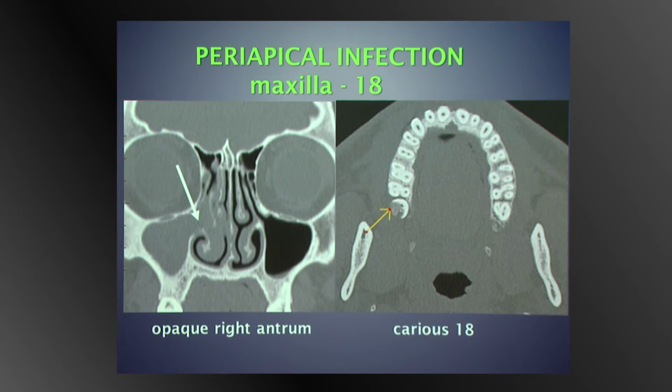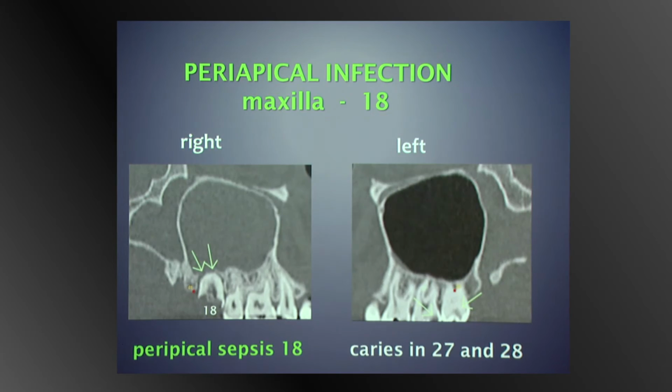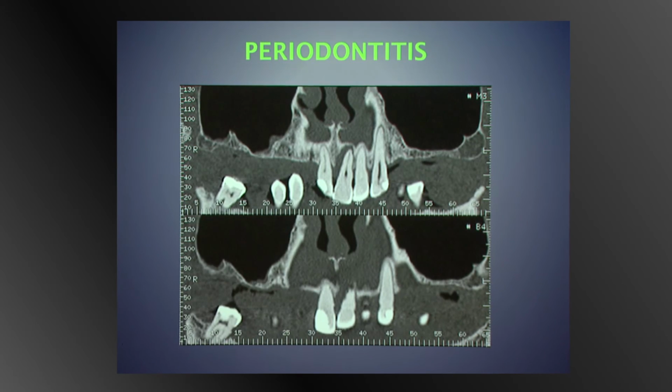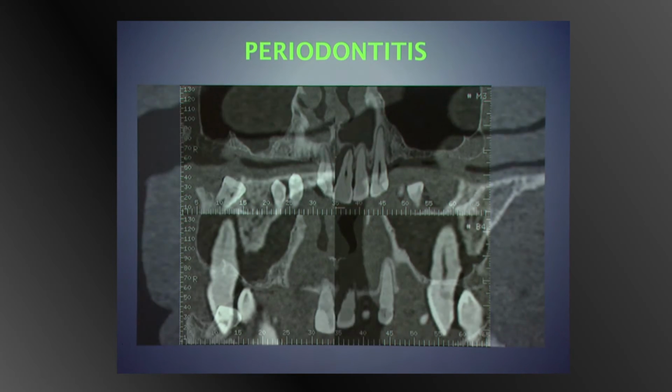So the osteomeatal unit's occluded. There's a carious 1-8, and there's the periapical abscess with the hole in the floor of the right maxillary sinus. And then we have caries on the other side in 2.7 and 2.8. And you can see the CT beautifully demonstrates the spread of caries within the dentine as compared with the enamel. Periodontitis, we already talked about. We can grade it: mild, moderate, severe, horizontal or vertical.